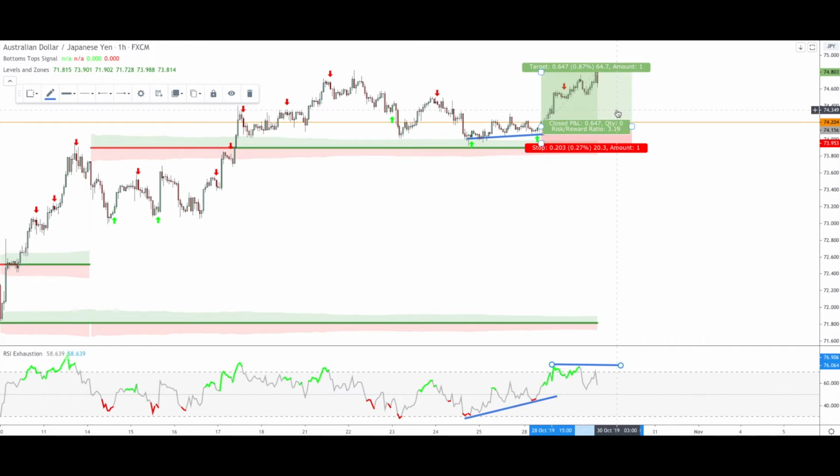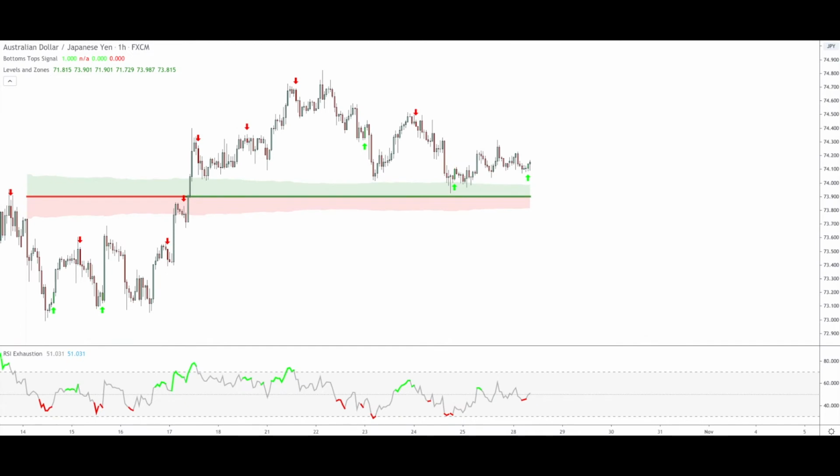Guys, how many times do you miss out on very easy profits like the one that you see here in this chart? In this video, I'm gonna show you how you can use the RSI Exhaustion that you see at the bottom to identify a high probability trade and so stop missing out on very easy profits. Let's go straight to the trade.